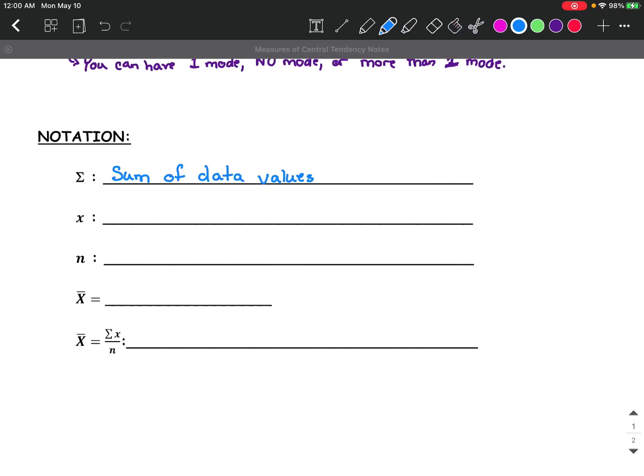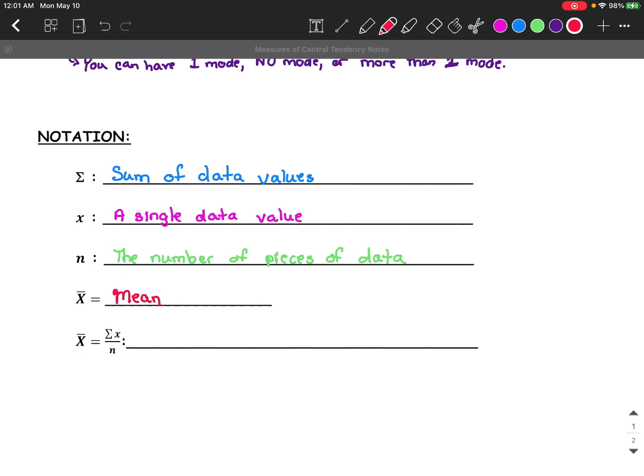Now, if you ever see that little x there, that's just a single data value. That's just one piece of data. Maybe it's one of the test grades. The n is how many pieces of data you have. It's the number of pieces of data. So if you had 10 tests, n is 10. Then you have this x with the bar on top. That's the symbol for the mean, okay?